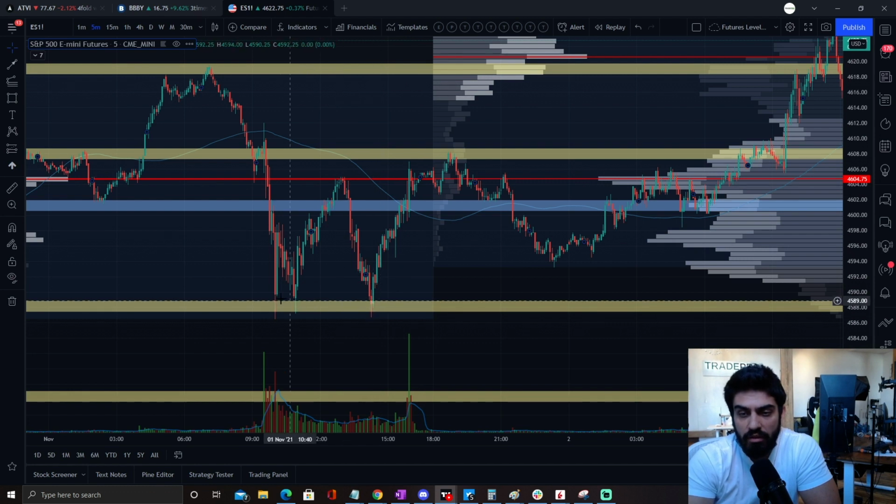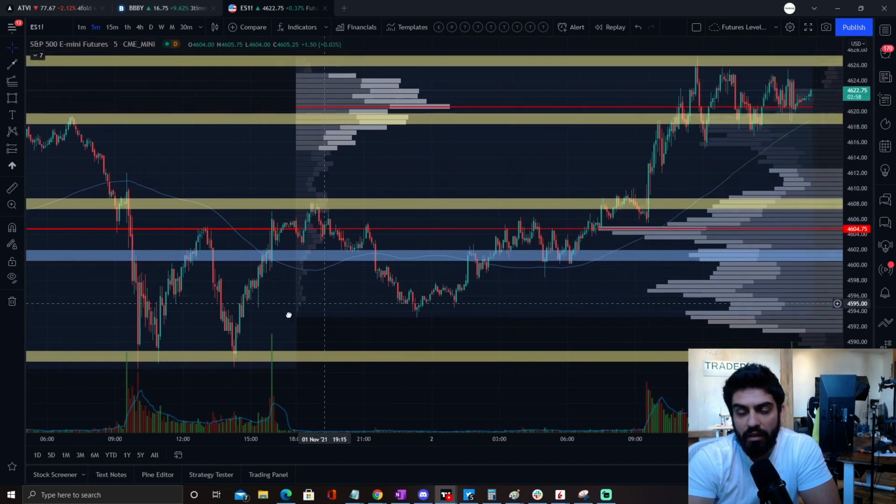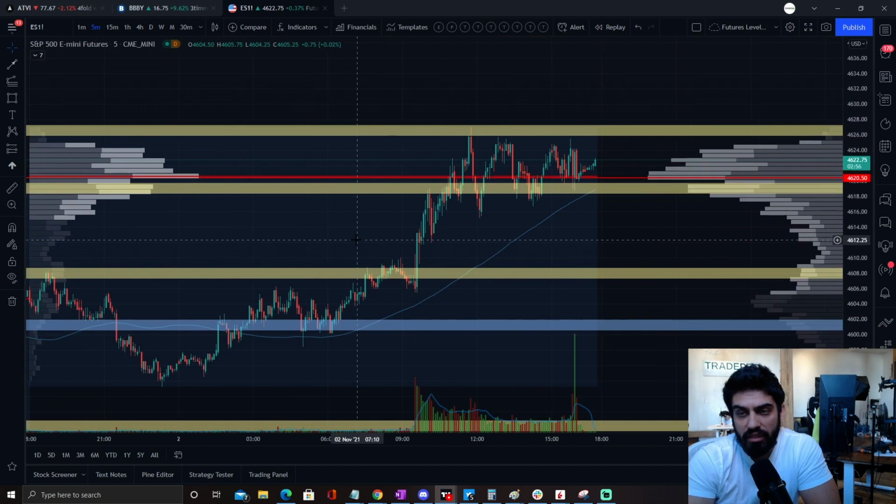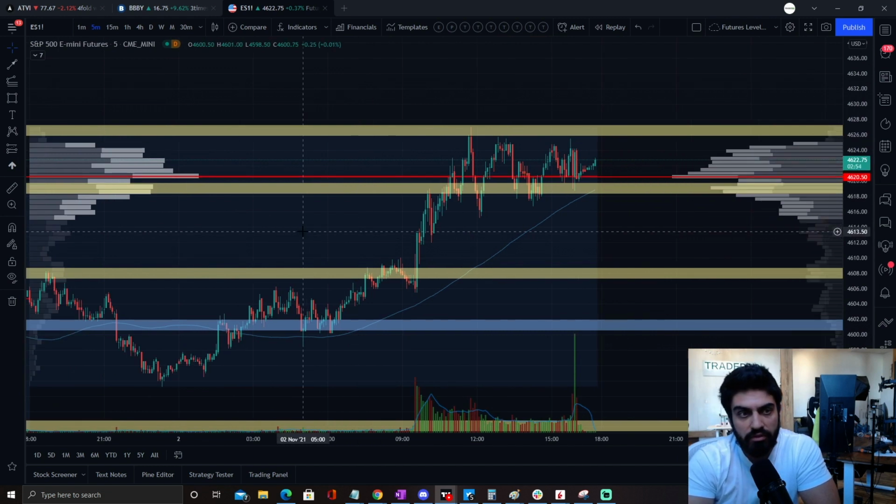So same thing here, right? 1, 2, 3 tests, and we're going back up. So fades work to the downside and the upside, but what you need is very key levels. So having 3, 4 key levels to start the day, they're going to really set you up for the rest of the day.